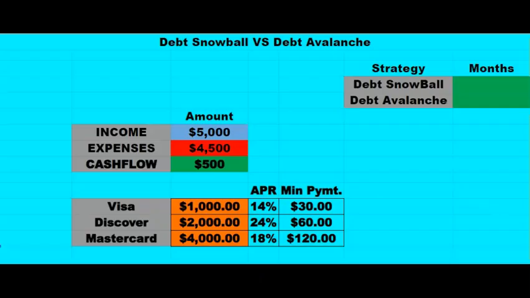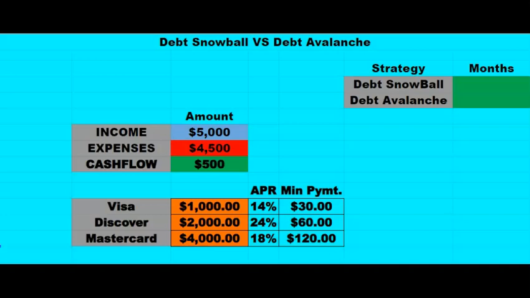In this example, we are going to be looking at 3 credit cards: a Visa, Discover, and MasterCard. Visa, we owe $1,000, 14% interest rate with a $30 minimum payment. Discover, we owe $2,000, 24% interest rate with a $60 minimum payment. The MasterCard will be $4,000 at 18% with a $120 payment. Income is $5,000. Expenses $4,500 with a $500 cash flow.